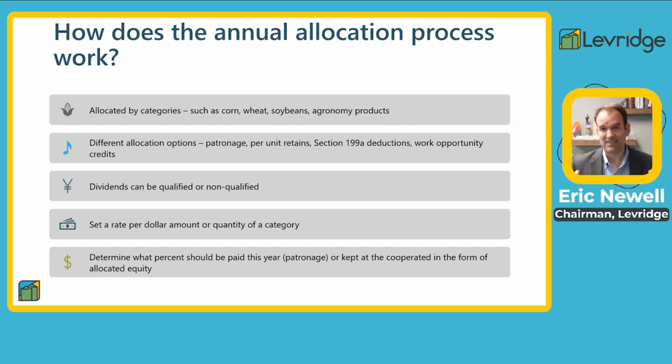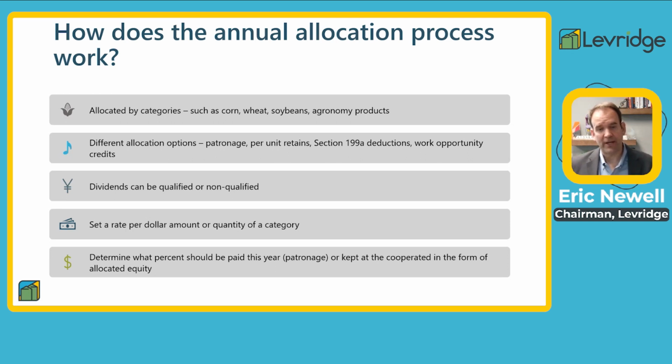You can allocate deductions, tax deductions. There's a special Section 199 deduction that you can allocate to your members. And there are other things like work opportunity credits that can be allocated as well too. These dividends can actually be considered qualified or non-qualified, and that has to do with who pays the taxes and how you can access those dividends.